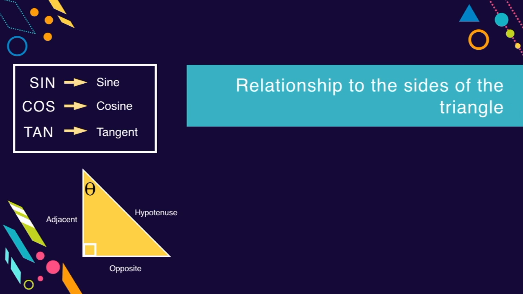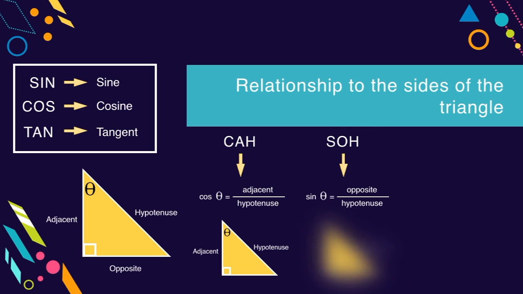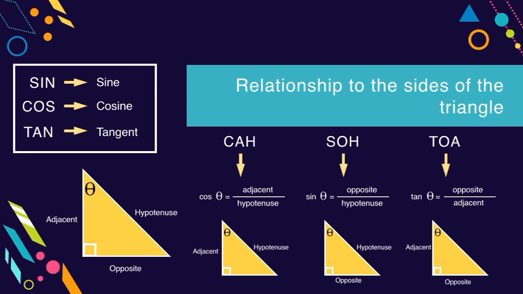Now, let's talk about their relationship to the sides of the triangle. When the adjacent and the hypotenuse sides are known, we use the CAH formula, where cos theta is equal to the adjacent side over the hypotenuse. If the hypotenuse and the opposite sides are involved, we go by the SOH formula, where sin theta is equal to the opposite side over the hypotenuse side. Lastly, if the adjacent and the opposite sides are involved, we use the TOA formula, where tan theta is equal to the opposite side over the adjacent side.